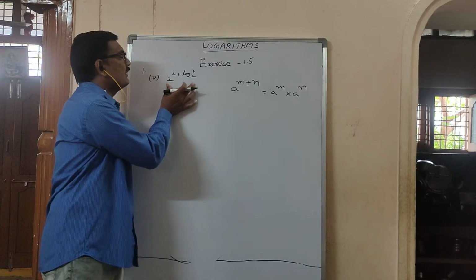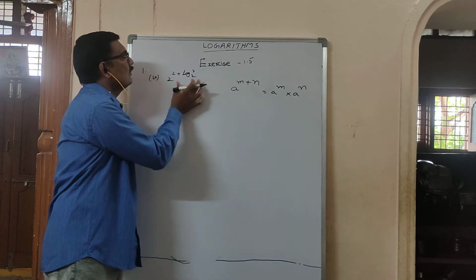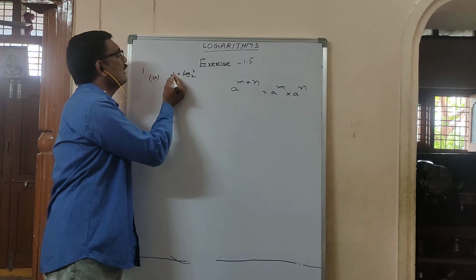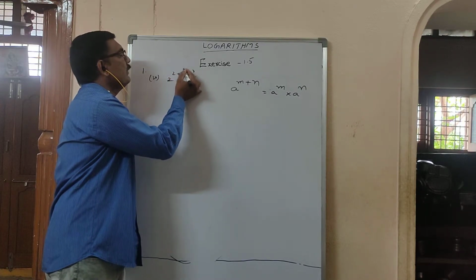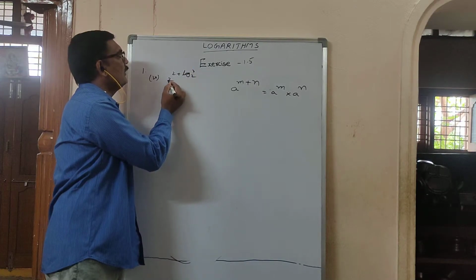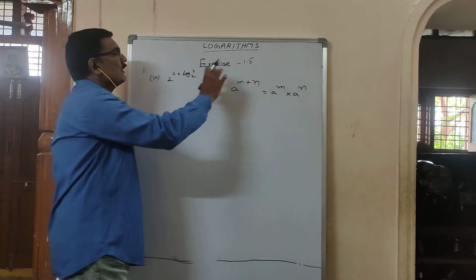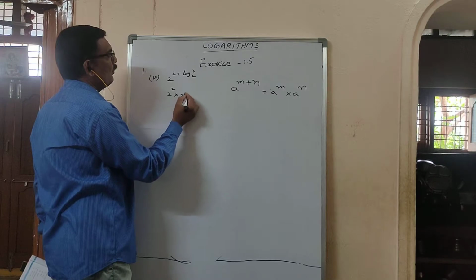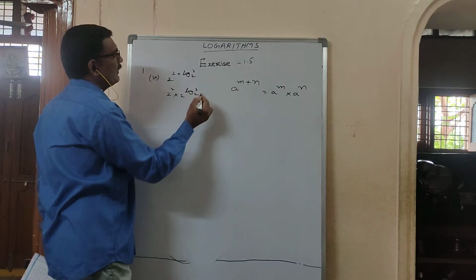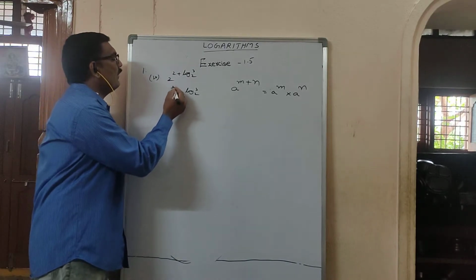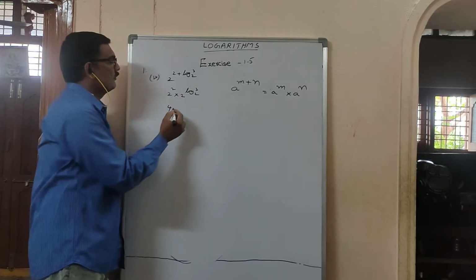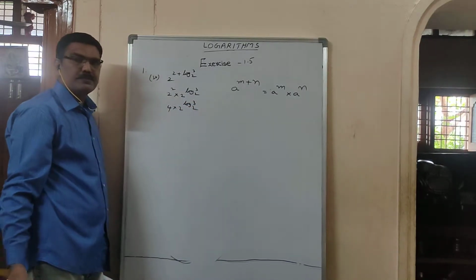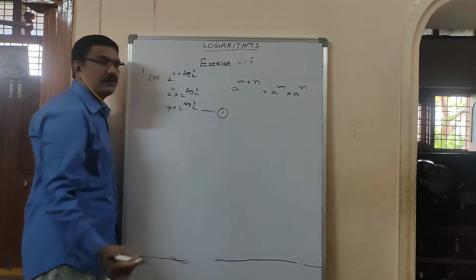Its LHS is compared with this one. So, a power m plus n, you can write like this. If 2 power 2 plus log 3 base 2, in place of m you have 2, in place of n you have log 3 base 2, in place of a you have 2. If you expand, you are getting 2 square into 2 power log 3 base 2. Now 2 square is nothing but 4, into 2 power log 3 base 2. Keep it as equation number 1.